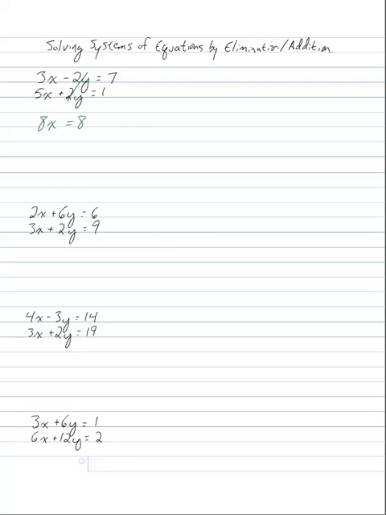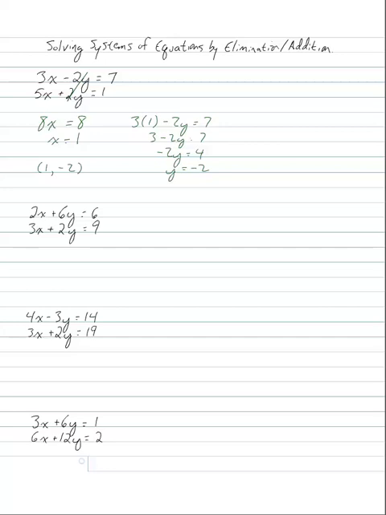Now I have a super easy equation. Just divide both sides by 8 and I get x equals 1. Try to find my other variable. I'm never done until I have both variables. So I can sub it into either of my original two equations. I'm just going to choose my first one. 3 times 1 minus 2y equals 7. So 3 minus 2y equals 7. Subtract 3 from both sides. Negative 2y equals 4. So y should equal negative 2. So I have the point 1 comma negative 2.